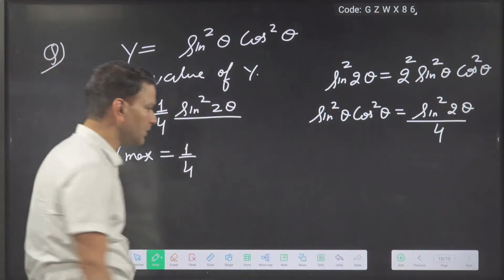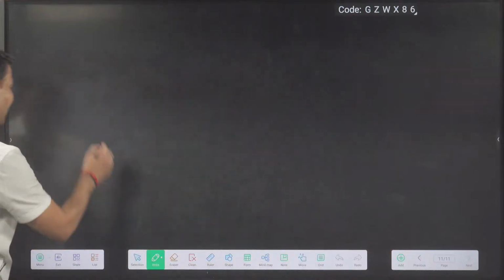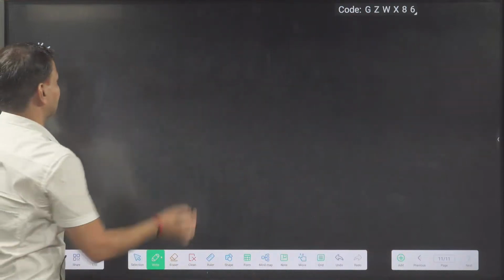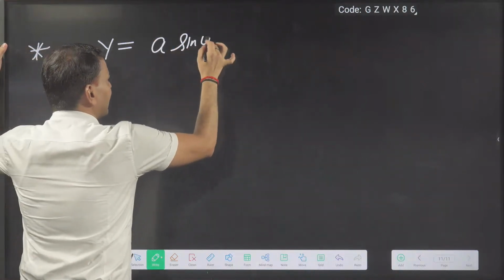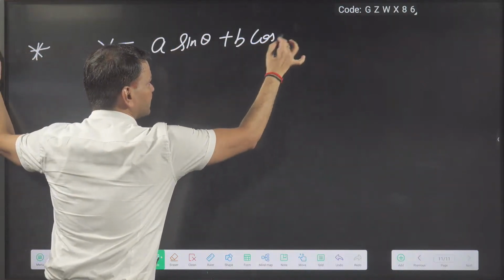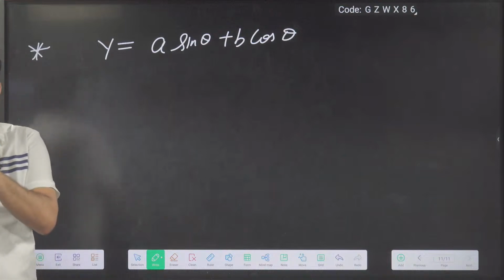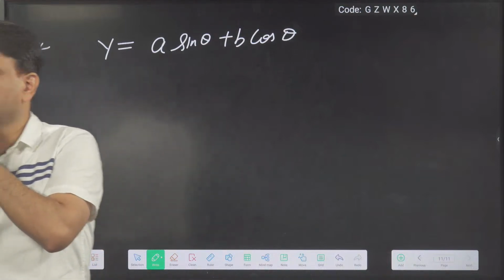Completed? Okay. Now this type of expression: suppose we are given y is equal to a sine theta plus b cos theta. This type of expression is there. What I said, sine theta cos theta.